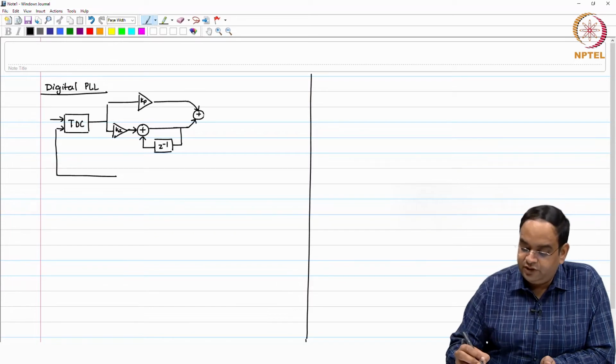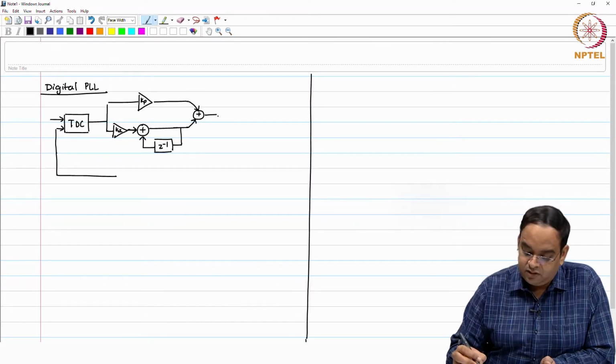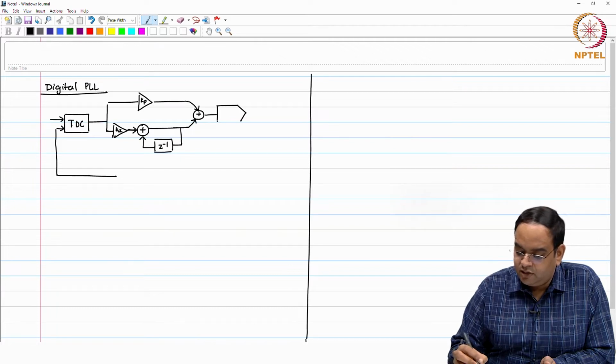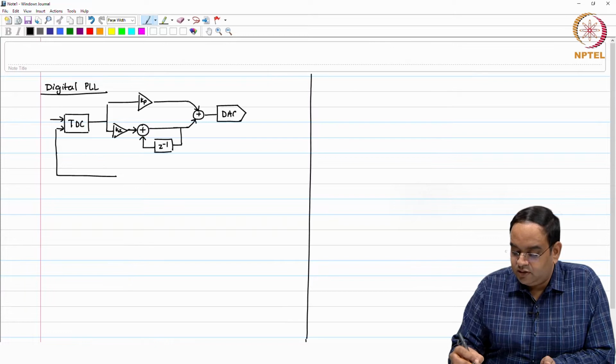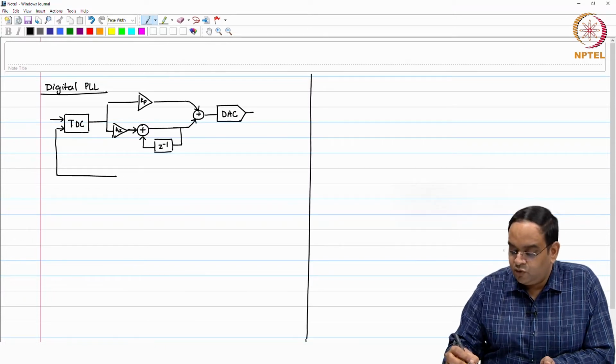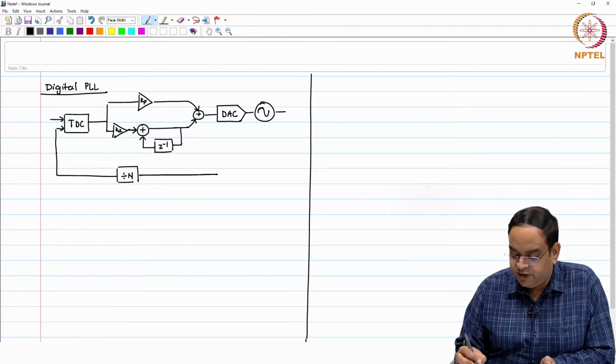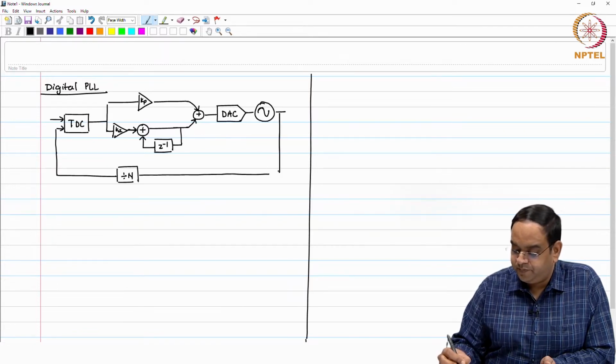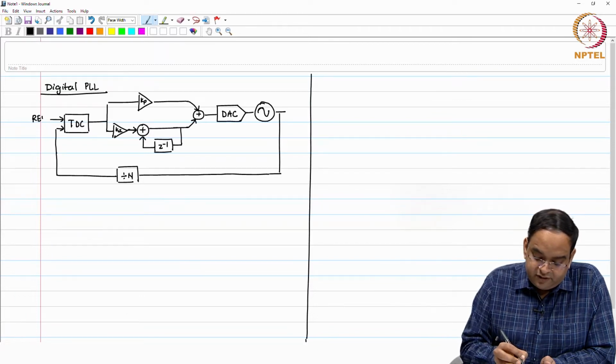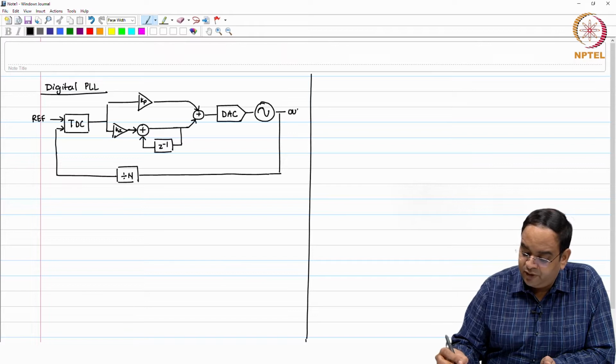The output of the proportional path and the integral path add together to give you the final control word which is going to control your oscillator, and then you have a digital to analog converter which converts the digital word to the control voltage. This controls the oscillator. Then you can have the feedback divider as required for the frequency multiplication. This is your reference frequency and this is your output frequency.